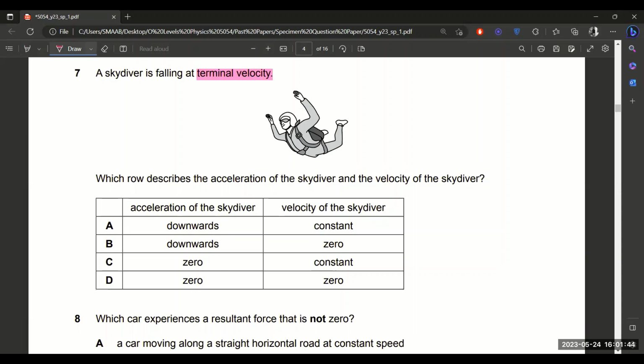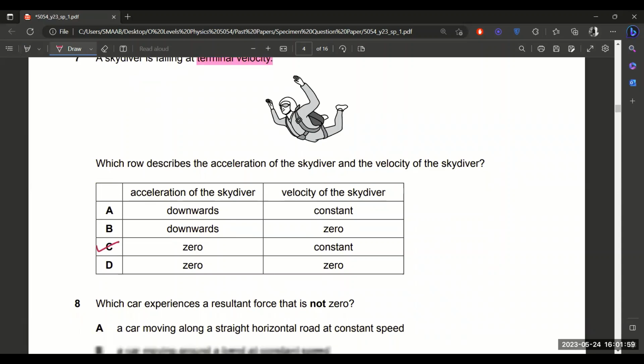So it means that speed is constant. When speed is constant, you know that acceleration will be zero, because there will be no change in speed, no change in velocity. So that means acceleration will be zero. So very straightforward question. C is the right answer. Acceleration will be zero and velocity will be constant.